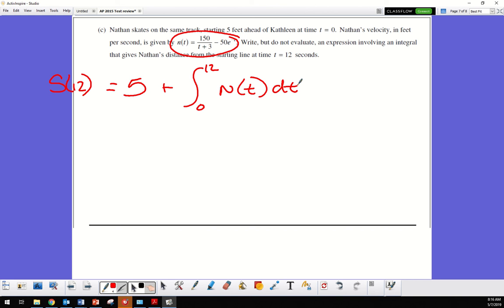And do you need to substitute? Nope. You could have just that because your n of t is stated right here. Or you could just go 5 plus the integral from 0 to 12, because they're starting at the same time and ending at the same time. He just has a head start. And then I put 150 over t plus 3 minus 50 e to the negative t, dt.